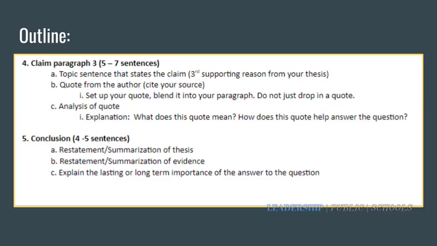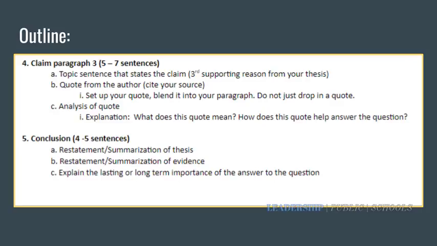Next, you'll do the same in claim paragraph number 3, which will be the same amount of sentences, 5 to 7, in which you will repeat the process that you've done in the first claim paragraph and the second claim paragraph.